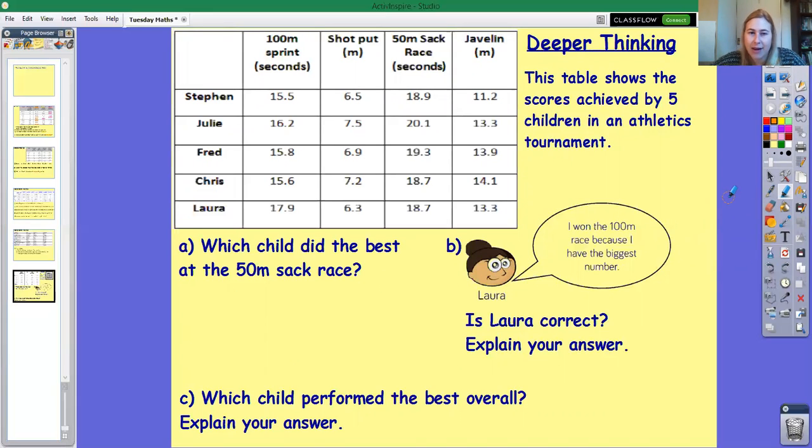And for the deeper thinking task, you're going to have to think about how the information is going to be interpreted in these tables. For instance, if you had some children scoring some scores in an athletics tournament, who would win if it was a 100-meter sprint? Would you, if you were going to win, would you have the greatest time or would you have the smallest time? But then if you were doing a shot put, which is where you have to throw a heavy weight the furthest distance, would you want to have the lowest number or the highest number? You're going to have to think about that.